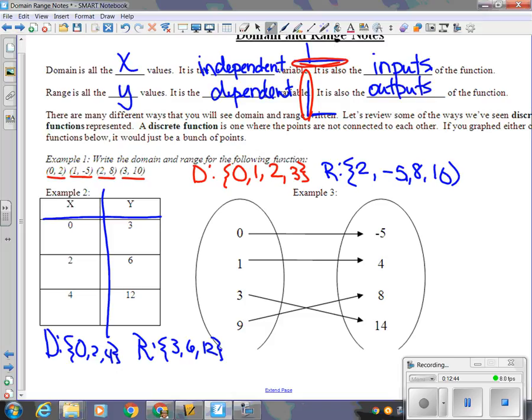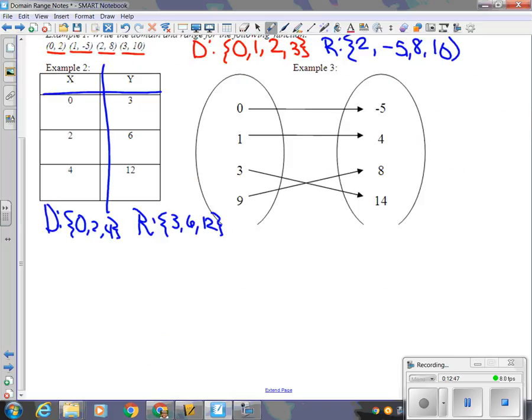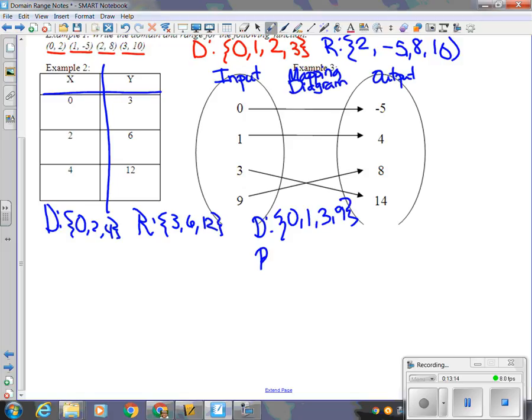Okay. Example 3 is a what? What do we call this again? Mapping diagram, because you will have to know what that is for future reference. So everything in the first circle is considered a what? Input, and this is considered a what? Output. Okay. 0, 1, 3, and 9. That would all be part of my what? My x's, which is my domain. My range would consist of what? -5, 4, 8, and 14.